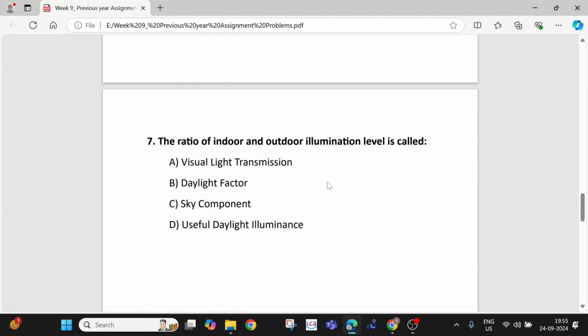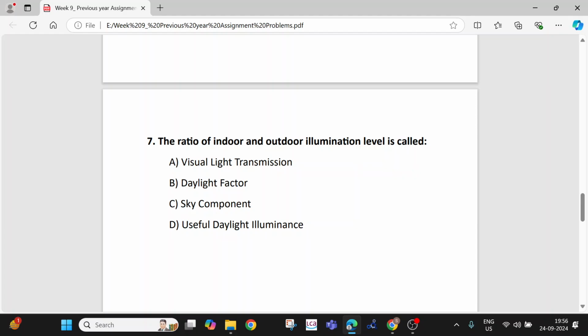Daylight factor. Option B. Yeah, so this was also asked directly in the previous year's question. So the definition of daylight factor should be clear to all of you, then you will be able to answer this question. And all of you have given the right answer. Option B is the right answer for this question.